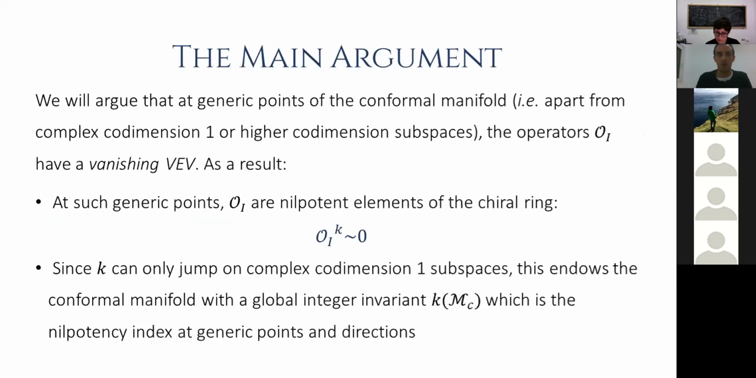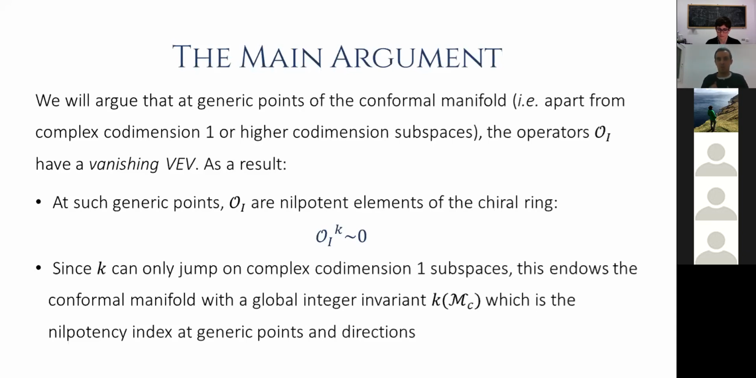Now, the main argument that I would like to discuss is that at generic points of the conformal manifold, and by generic I mean apart from complex codimension 1 or higher codimension subspaces, the operators O, by which I mean the exactly marginal operators, have a vanishing vacuum expectation value. So this is what I would like to show. And this results in the fact that at such generic points, the exactly marginal operators are nilpotent elements of the chiral ring because they have a vanishing vev. So they belong exactly to the part of the chiral ring that we should dismiss in order to get the part that labels the vacua. So they're non-trivial elements of the chiral ring, but they should be nilpotent because the vev is 0.